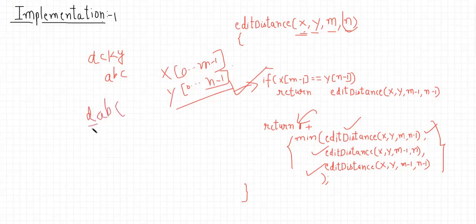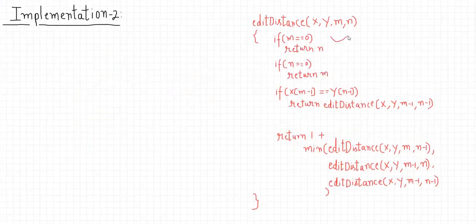In that case, this character is still a redundant character which I do not require in my final string. So this is string Y, this is string X. I wanted to convert X into Y. I have converted X into string DABC, but I have an extra character. In that case, I will simply delete these characters. So if M becomes 0, the operations will be N, and if N becomes 0, then the operations will be M. So that's the case I have written.